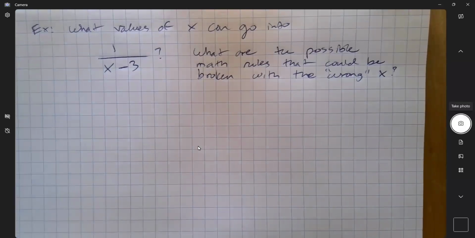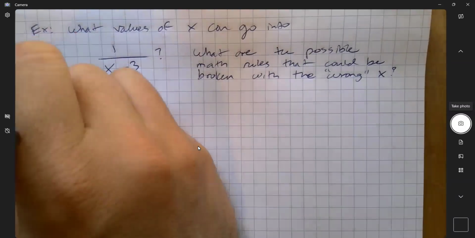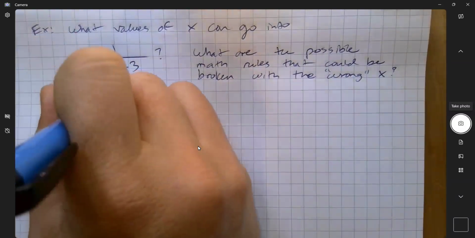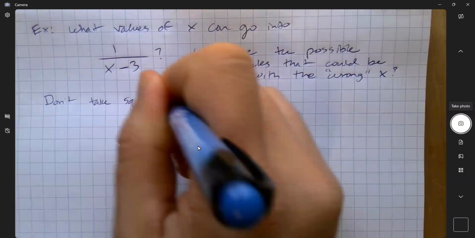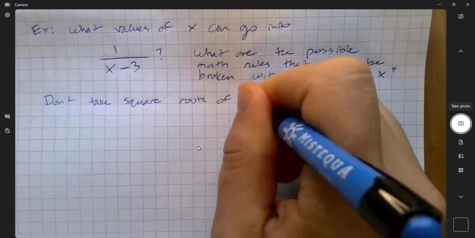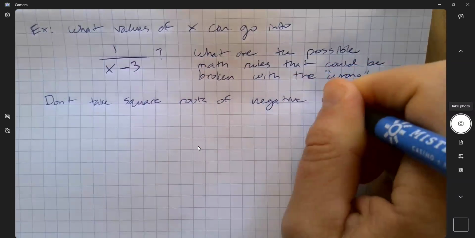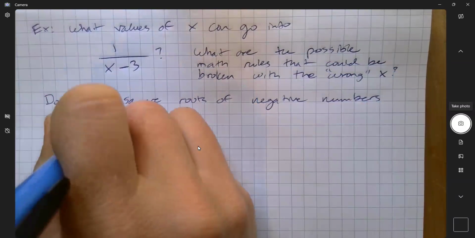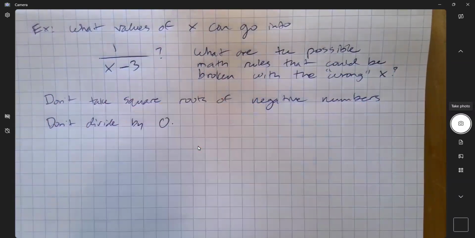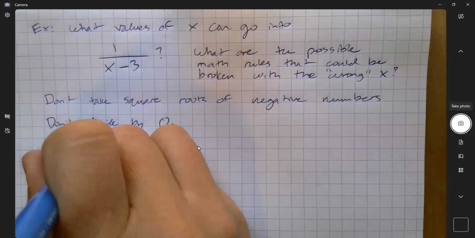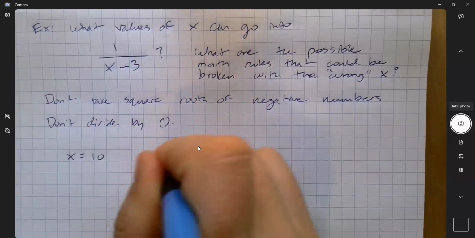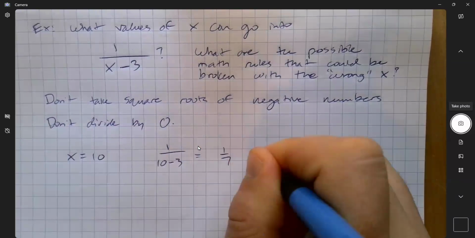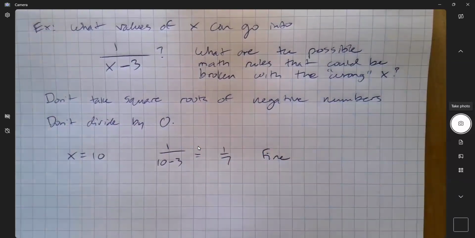So there are generally two mathematical rules that we don't break. We don't take square roots of negative numbers. And we don't divide by 0. These are the two possible math rules that could be broken if we pick the wrong x. So let's try x equals 10. That's 1 over 10 minus 3, which is 1 over 7. That's fine. Nothing wrong with that.